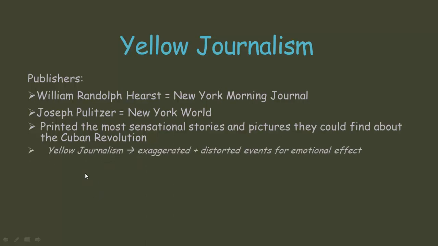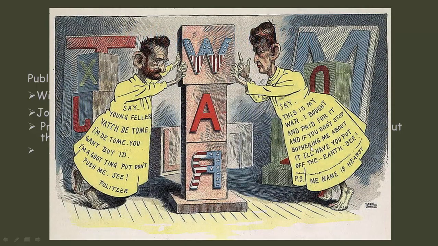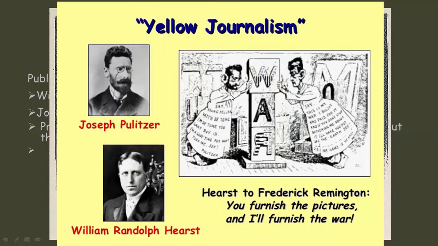So what we have here is this term called yellow journalism. They were definitely telling the truth, but they took that truth and maybe exaggerated it a little bit or distorted the events to get people to believe America should, in fact, get involved. So we have a famous little cartoon here of Pulitzer and Hearst. They're acting like children because they're competing, but what are they doing? They're building these blocks, and what is it leading towards? Going to war. Right, famous cartoon there, right?